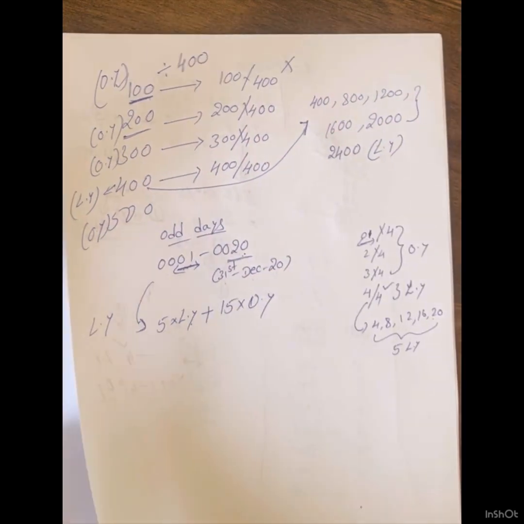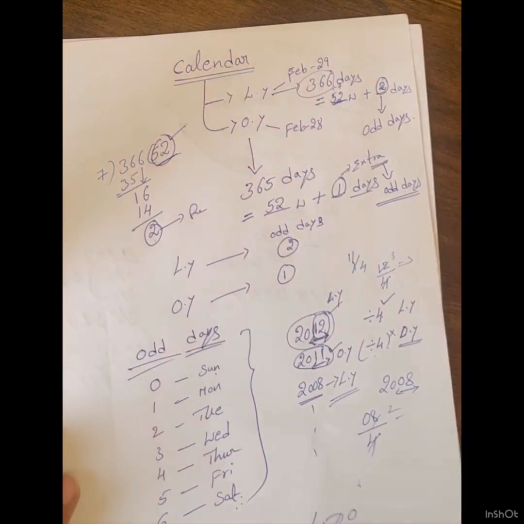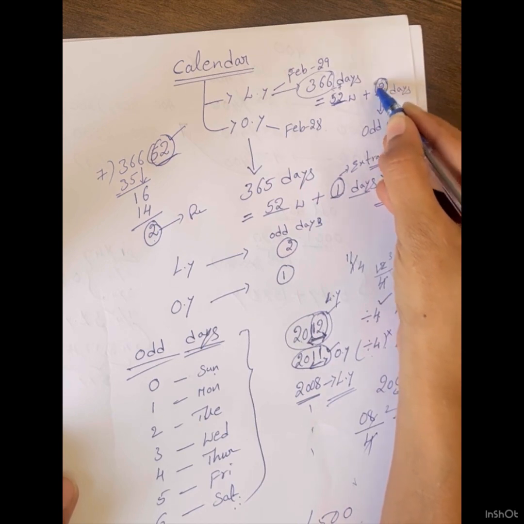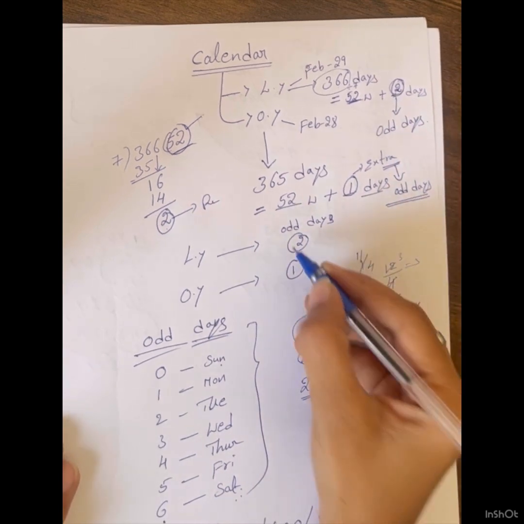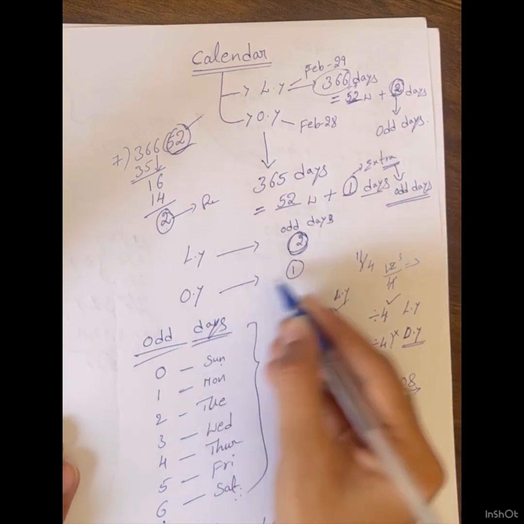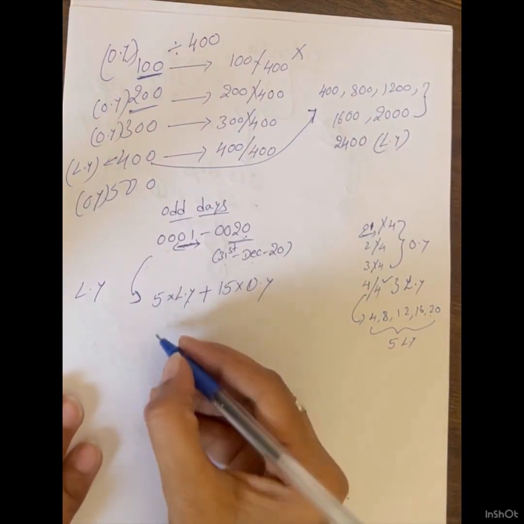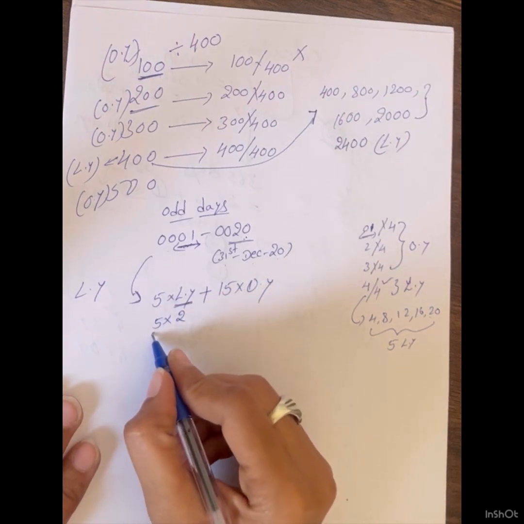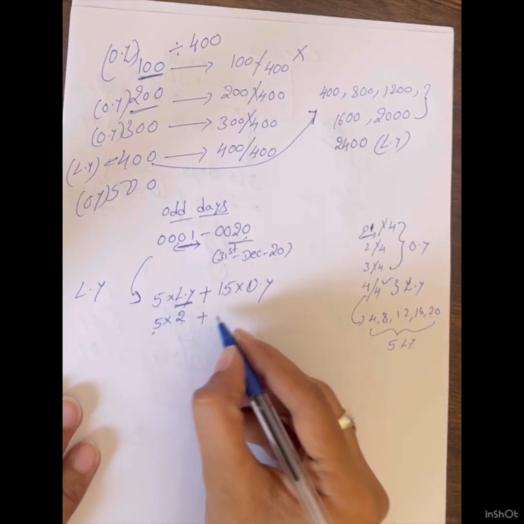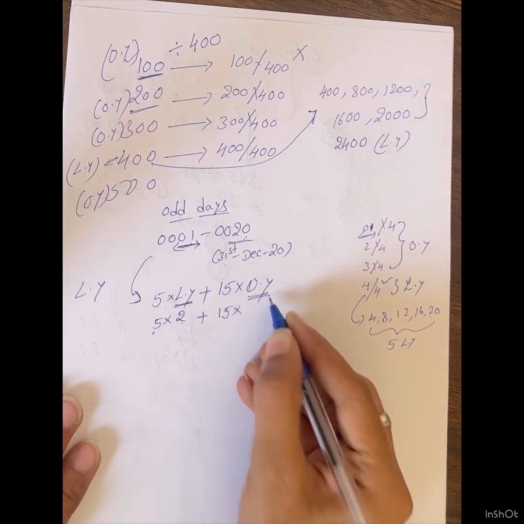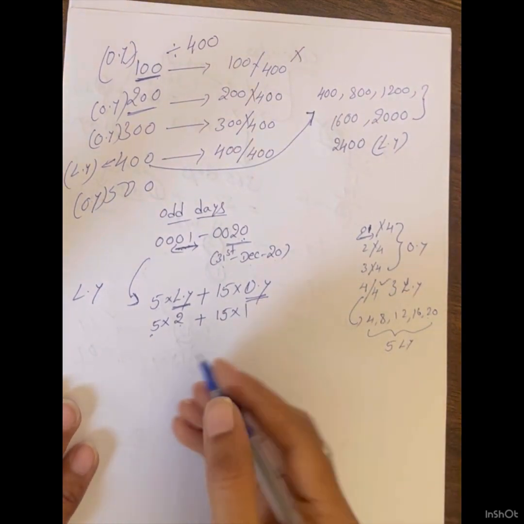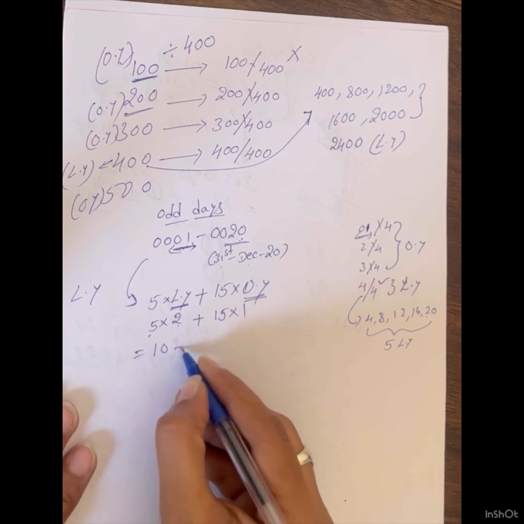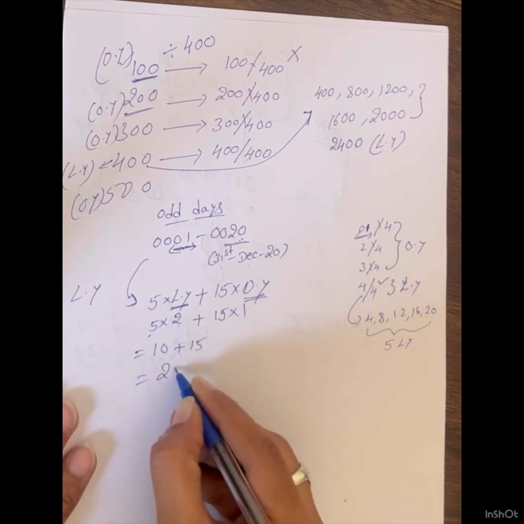Okay, so previously we discussed that every leap year contains 2 odd days, and every ordinary year contains only 1 odd day. So substitute here: 5 leap years into 2, plus 15 ordinary years into 1 odd day each. So 5 twos are 10, plus 15, so this is 25 days.